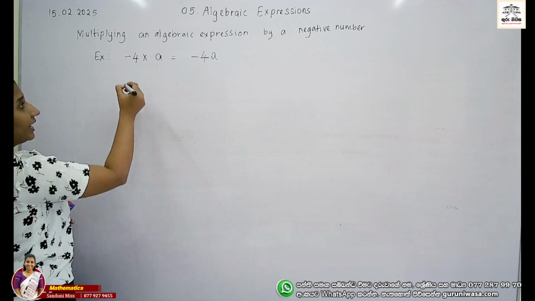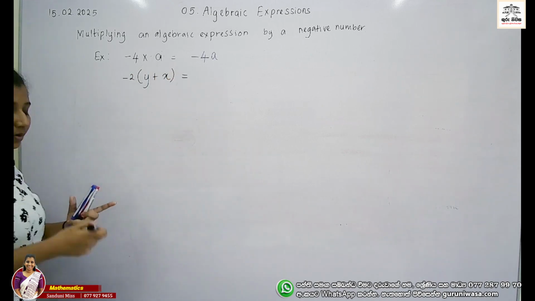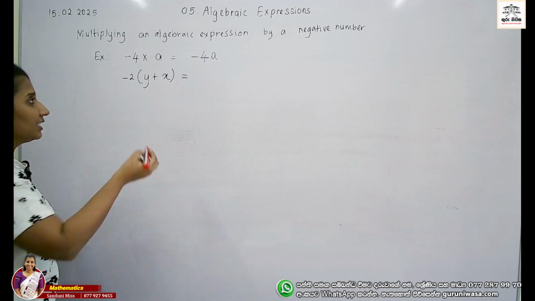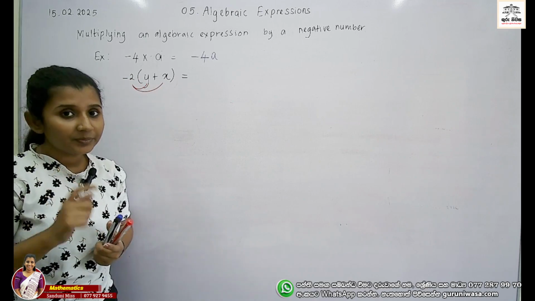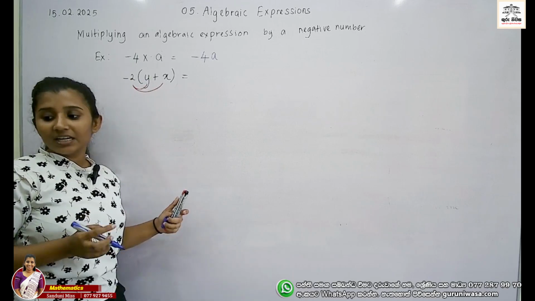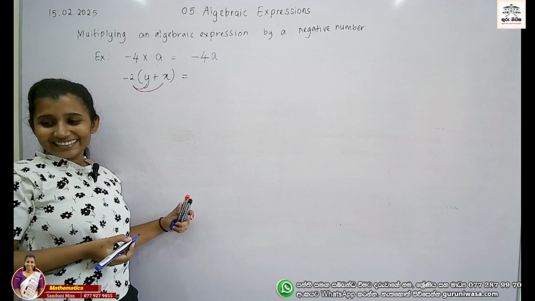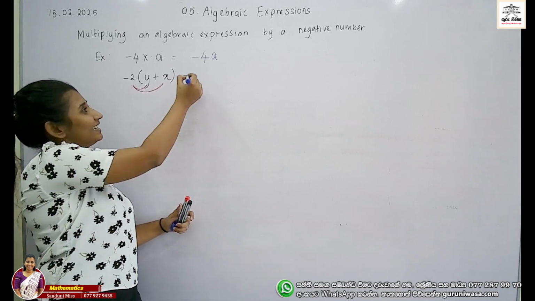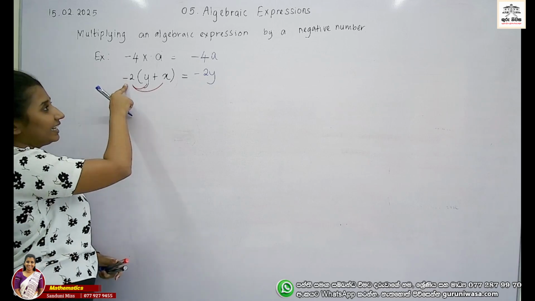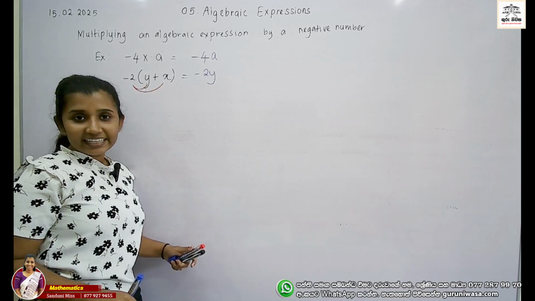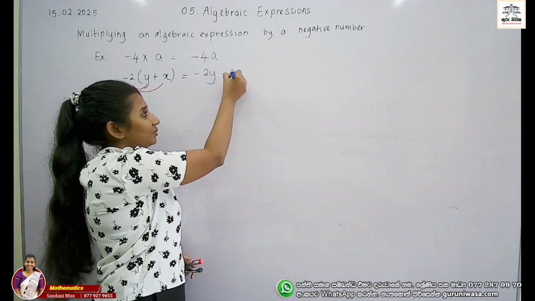Right? So if we have minus 2 times y plus x, how do we multiply this one? The same procedure, you need to multiply each term by the negative number. So now we'll multiply. Negative 2 times y is how much? Negative 2y. Then what do I have? Negative 2 times x. Negative 2x.